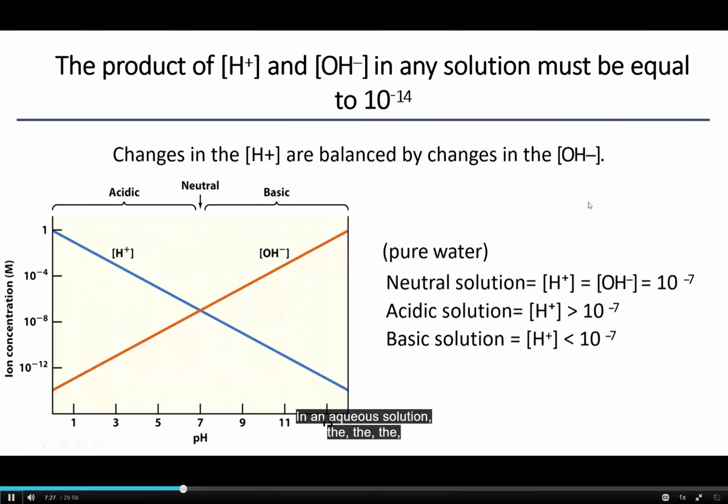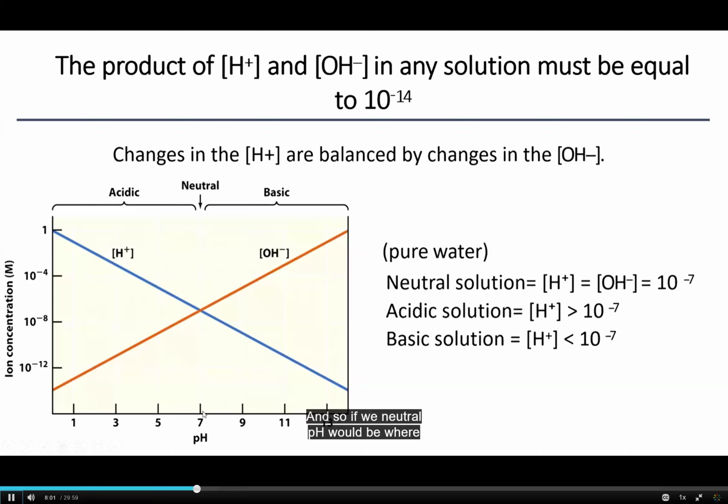In an aqueous solution, any changes in the cations are balanced by changes in the anions. So together the product of these two concentration values will always equal 10 to the minus 14. What this graph is showing you is that down here we have pH on this axis, and then we have the ion concentration of either hydrogen ions or the OH anions on this y-axis here.